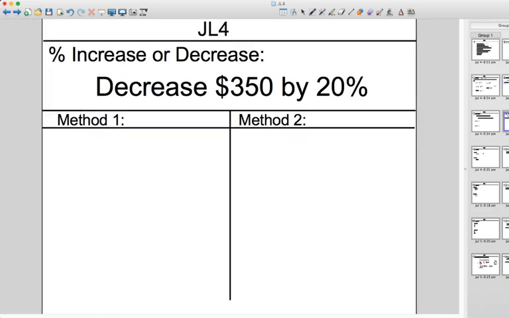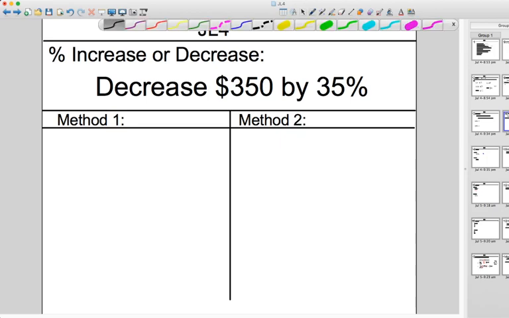Similar deal. Again, I'm going to change the number here. Let's go for 35%. Let's make things a little bit more tricky. I'm going to give you the opportunity to do this on your own. Pause the video and have a go. If not, we'll come back.